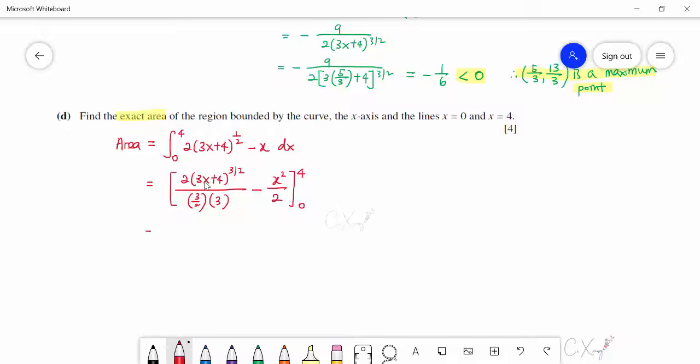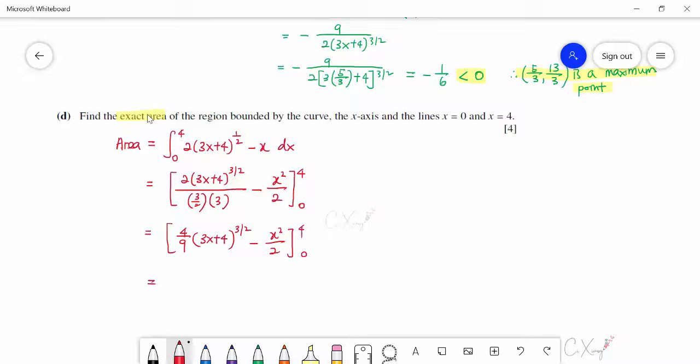Okay, so before I substitute the limit, usually I prefer to simplify my expression first. So for the first term here, I have 4 over 9, then (3x + 4) to the power 3 over 2. You try to simplify this part. Then minus x squared over 2, with limits 4 and 0.